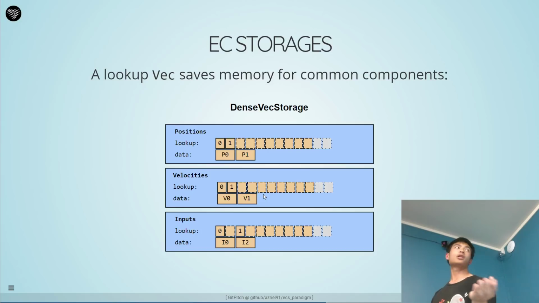So for example, positions and velocities here, if they are bigger than the usize, which is the vector's indexing type, it's going to compress that down. So if you only have, say, two entities that have these components, you're only going to have a data vector which has those two elements. And the lookup table, which is still sparse, will point to the dense table, the dense vector.